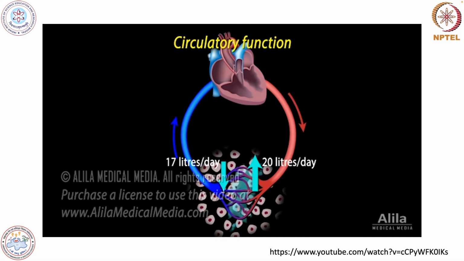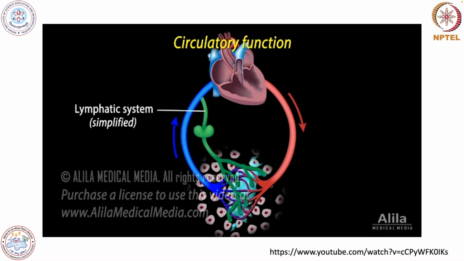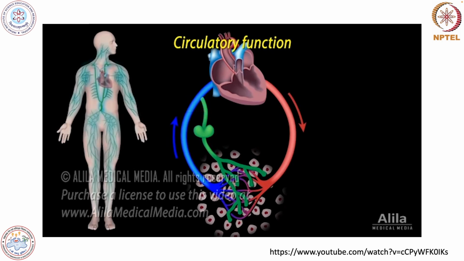However, not all of the fluid is drawn back to the bloodstream at this point. About 15% of it is left in the tissues and would cause swelling if accumulated. This is where the lymphatic system comes into play. It picks up the excess fluid and returns it to the circulatory system.